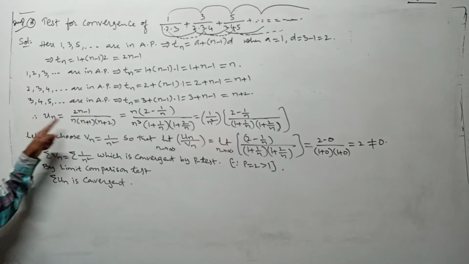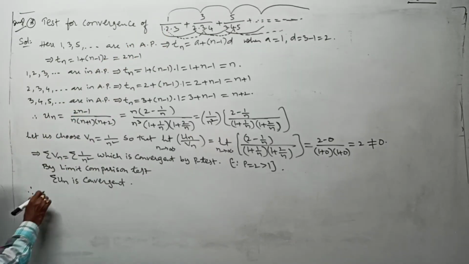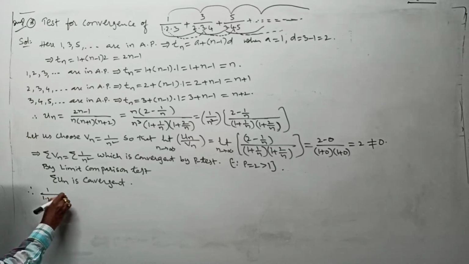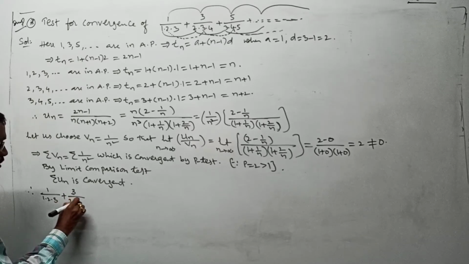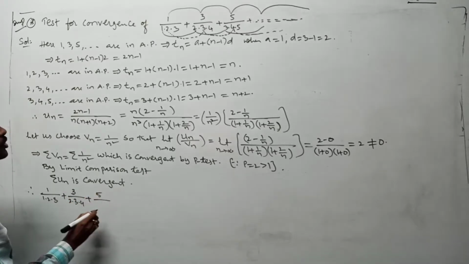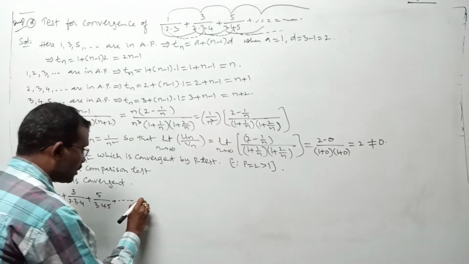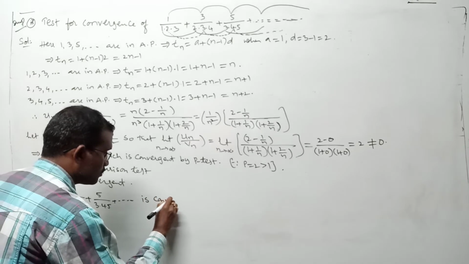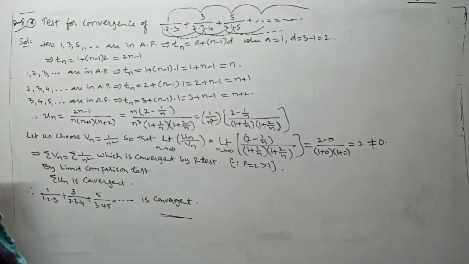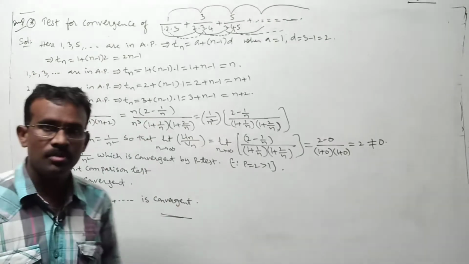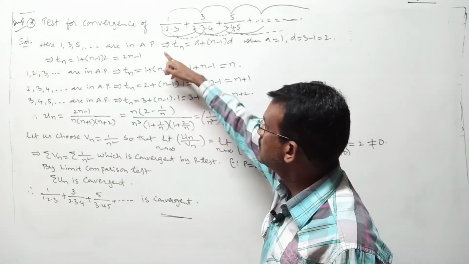But what is sigma un? Is it this series or not? Now you can write the final conclusion. Therefore 1 by 1 into 2 into 3 plus 3 by 2 into 3 into 4 plus 5 by 3 into 4 into 5 plus so on converges; it is a convergent series. This completes the special problem. Here nothing is difficult. From here you know the procedure. This is the extra work.